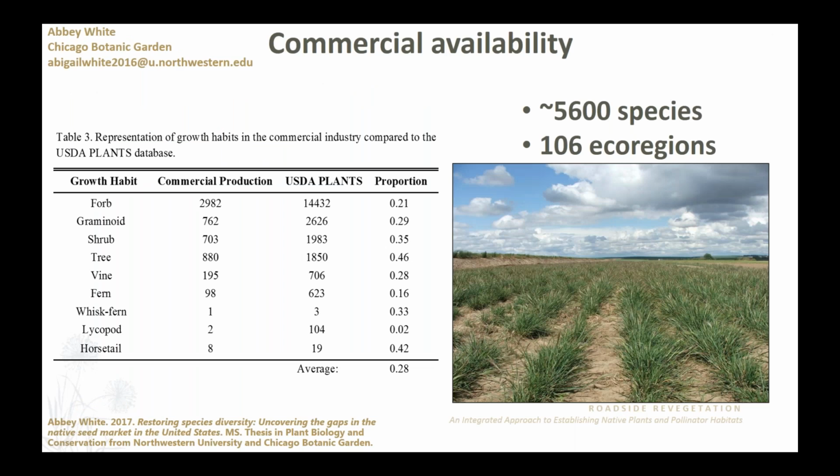So this is the data from Abby White's work from the Chicago Botanic Garden. Basically, they were looking at where resources might be missing. So what's not represented in the commercially available sources. And we kind of took the opposite side of that coin and said, what's available out there, and used her information, linking it to our database. And so you can see basically a diversity of species and whether they're produced or not, and whether they're represented in the USDA plants database or not. And we cover about 5,600 species in 106 ecoregions for the U.S.